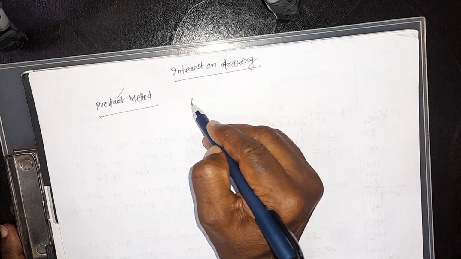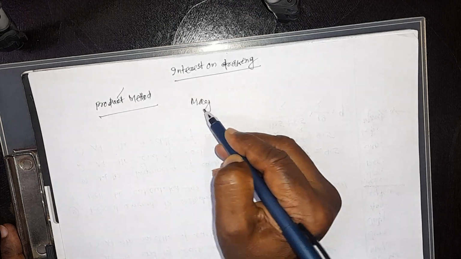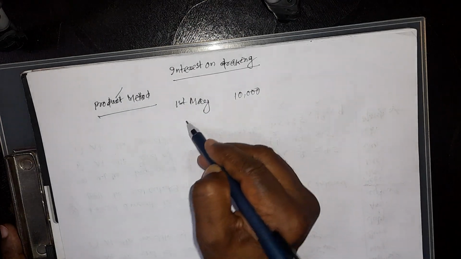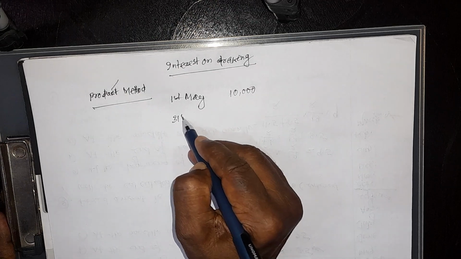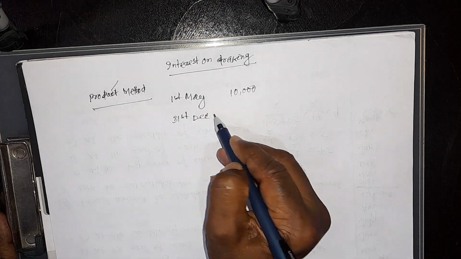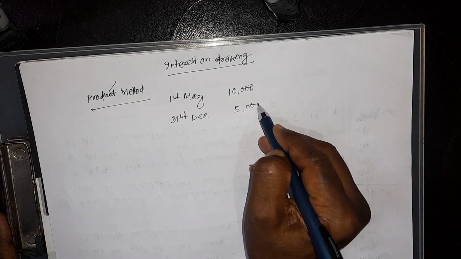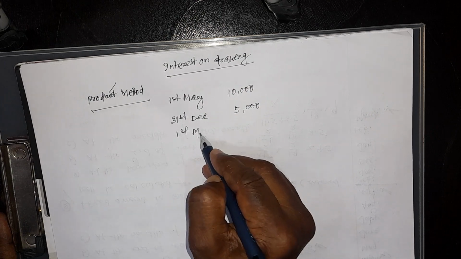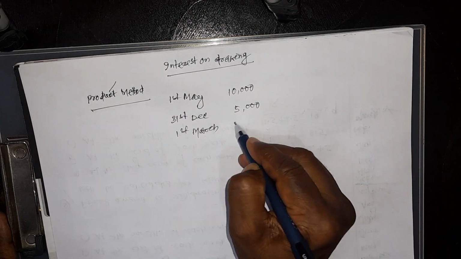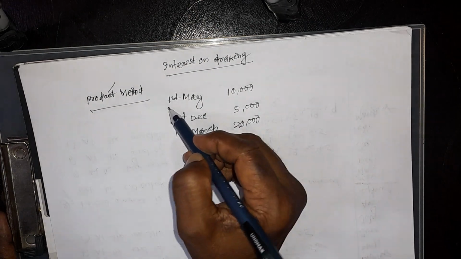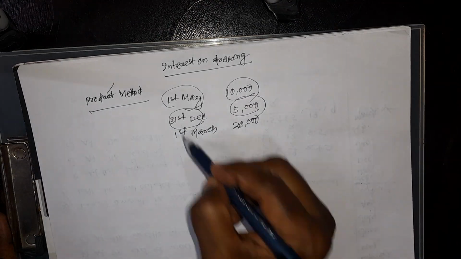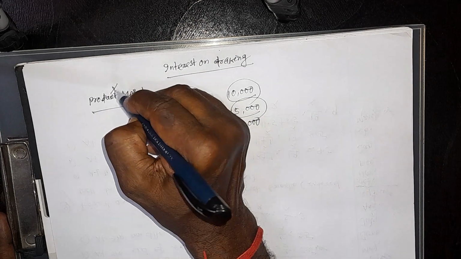Let me give an example. Suppose on 1st May, a partner has withdrawn 10,000. Clear? And on 31st December, he withdrew, suppose, 5,000. Suppose on 1st March, he withdrew 20,000. You see now, the date is different, the amount is also different. So in these cases, you will follow the product method.